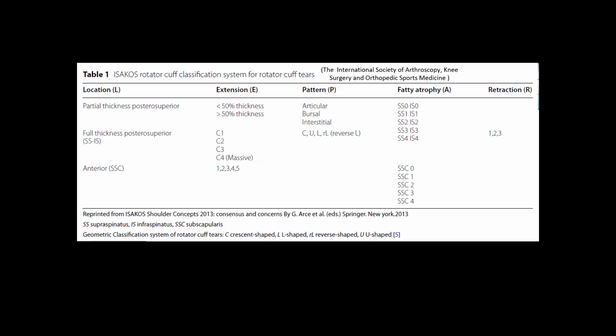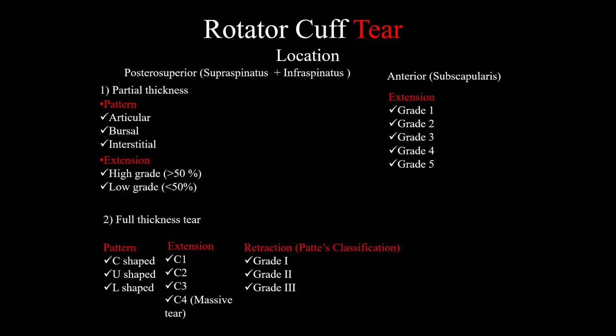The following image shows us the recent classification as given by the International Society of Arthroscopy, Knee Surgery and Orthopaedic Sports Medicine, which shows us the relevant information and what orthopedic surgeons want from the report. So the rotator cuff tear on MR can be broadly assessed by the location, where it is posterior superior, involving the supraspinatus and infraspinatus tendon, and anterior, involving the subscapularis tendon.